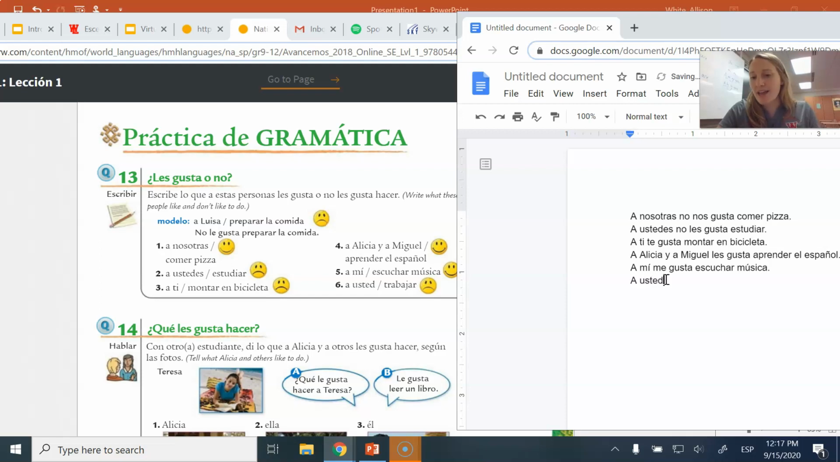Finally, a usted. Do you remember what we're going to use for a usted? We're talking to you, but we're talking to you formally. So we're going to use the same verb that we use in he or she because it shows respect. So a usted le gusta. A usted le gusta trabajar. If I don't think you like to work, I would say a usted no le gusta trabajar.